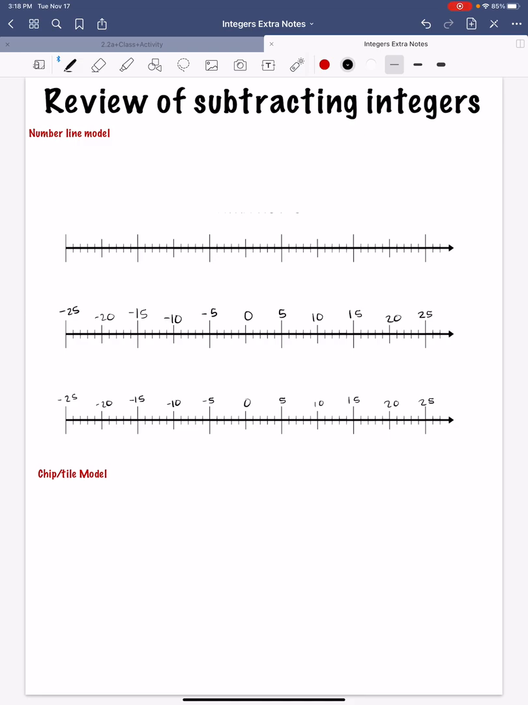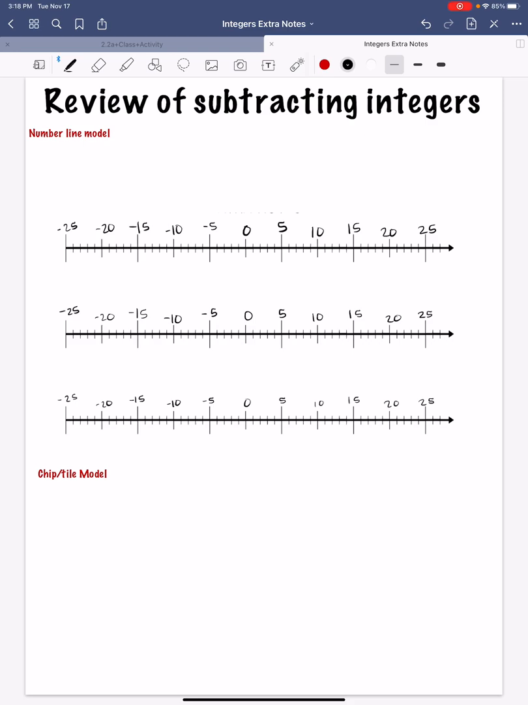The first thing that we're going to do is label our number line. We're going to start at 0 and go to 25, and we're going to count by 5s. And we're going to go negative as well. Okay, so now I want you guys to pause the video and label all 3 number lines so they look just like that, and they should go from negative 25 to positive 25. So pause the video and label your number lines.